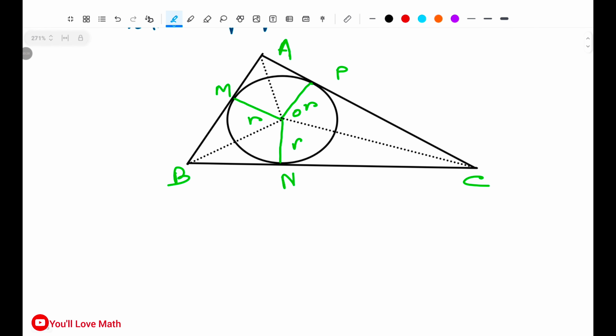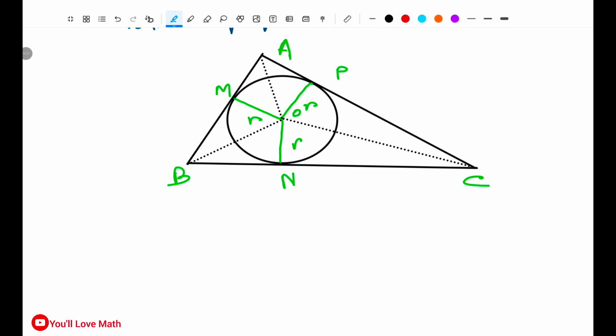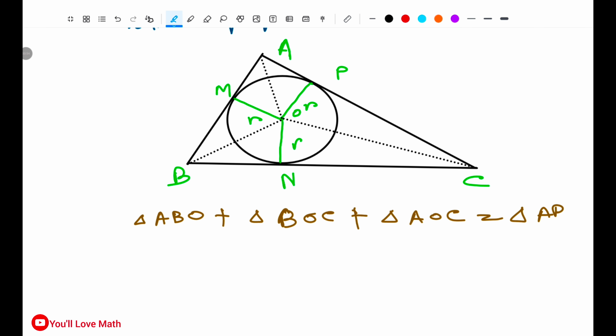So now what we are getting is triangle ABO plus triangle BOC plus triangle AOC equals the area of triangle ABC. Is it fine? Because these three triangles together make exactly the area of ABC.